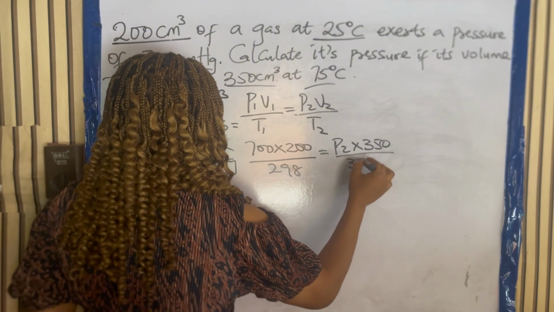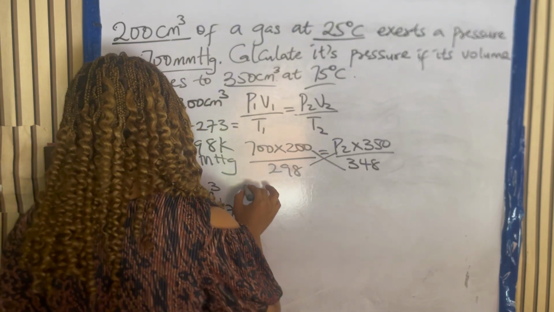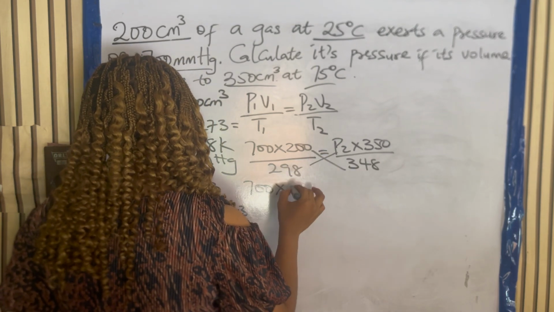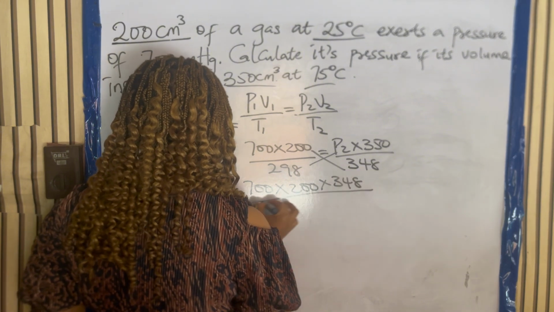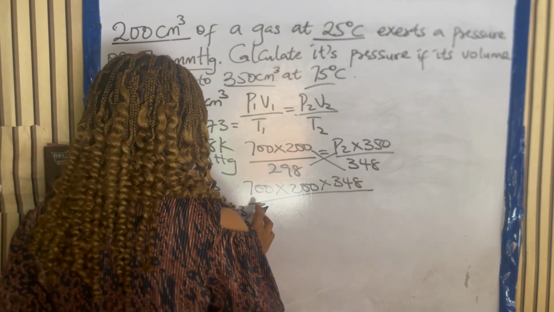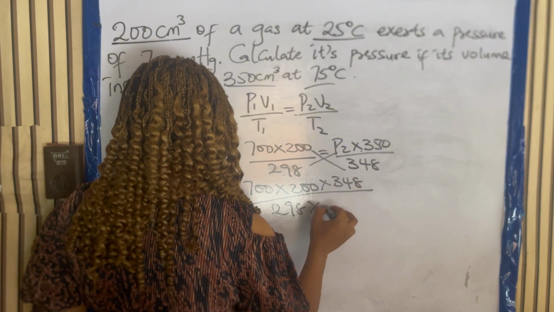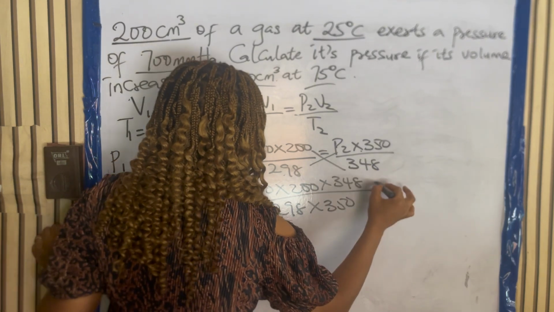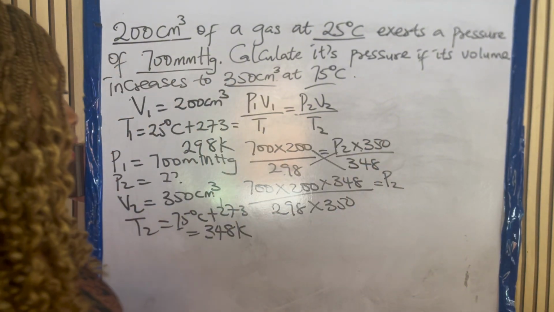348. So we cross multiply. We have that 700 times 200 times 348 all over this times this, 298 times 350, equals what? P2. So we're going to press our calculator.